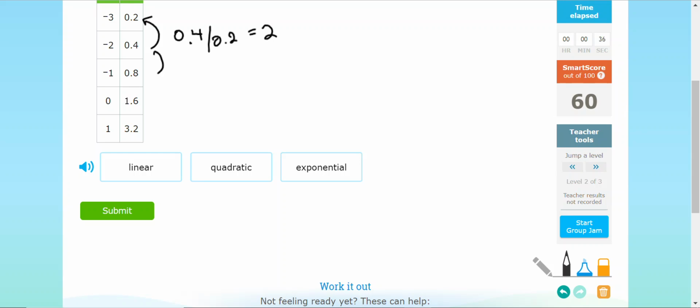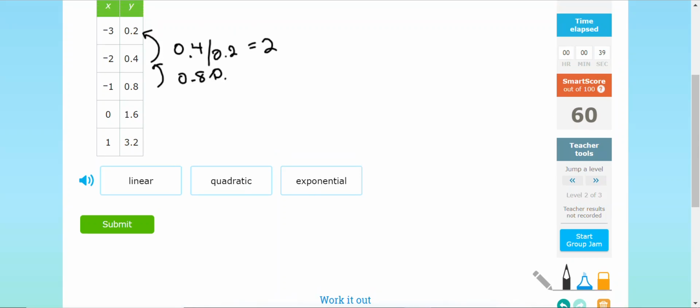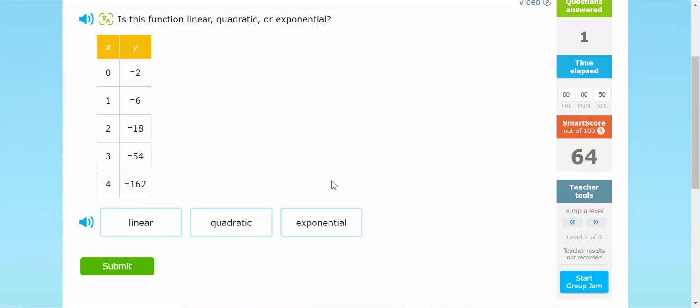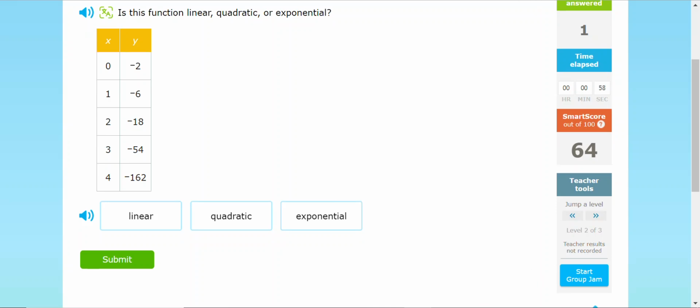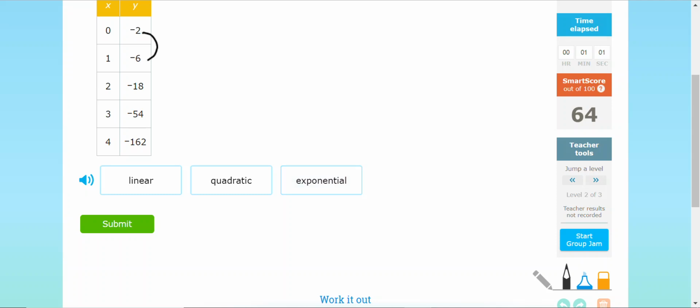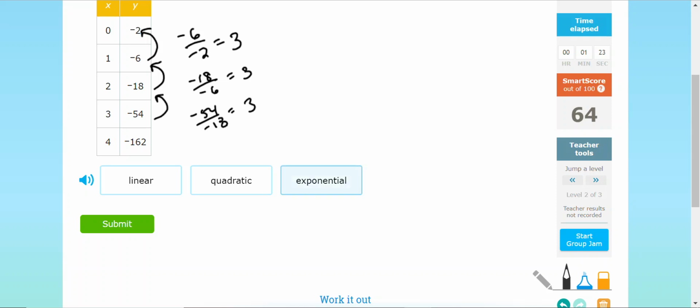This is a positive 2. 0.8 divided by 0.4 is also a positive 2. So just looking at these numbers, it's a constant ratio of 2, so it's going to be exponential. Okay, this one, I have a negative 2 and a negative 162. I'm going to check for exponential. Negative 6 divided by negative 2 is 3. Negative 18 divided by negative 6 is also 3. So it's exponential because it's got a constant ratio. But once again, don't just assume, make sure that you check it.